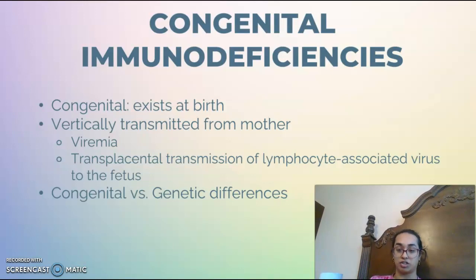Congenital infections are vertically transmitted from the mother to the fetus during pregnancy, birth, or breastfeeding, and include diseases such as toxoplasmosis, HIV, hepatitis B, amongst many others. In specific, this kind of disease occurs most often following reactivation of a latent maternal infection during pregnancy, resulting in viremia and/or transplacental transmission of lymphocyte-associated viruses to the fetus. And viremia means that it is being transmitted within the blood.